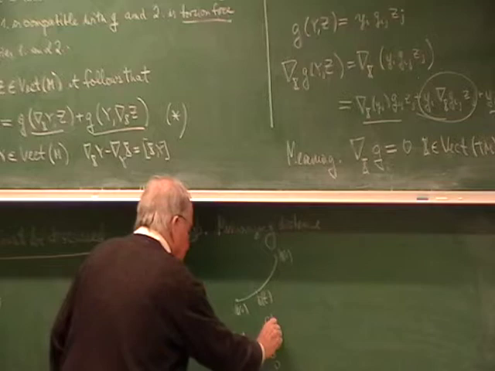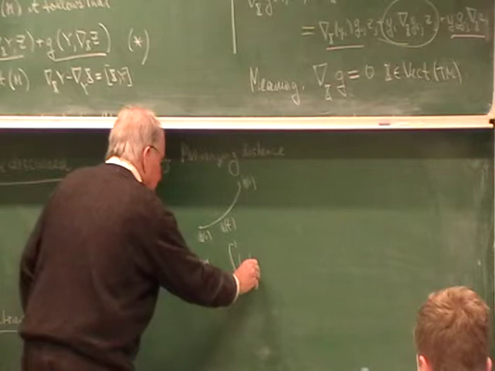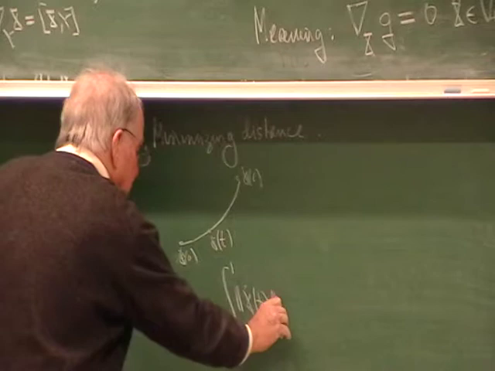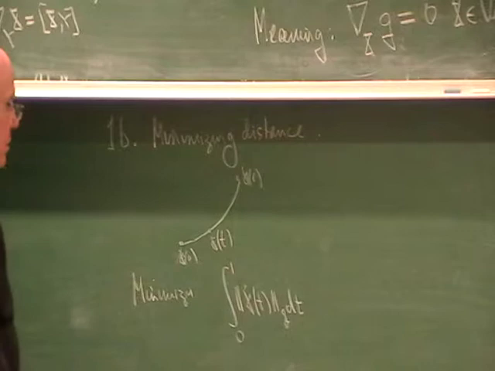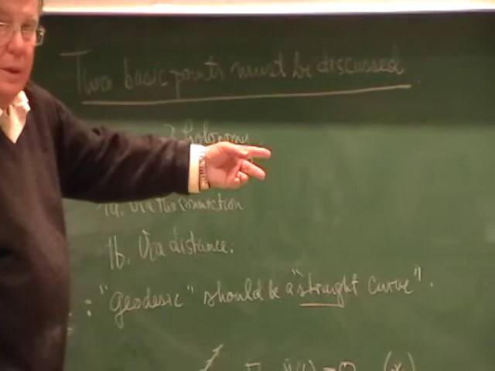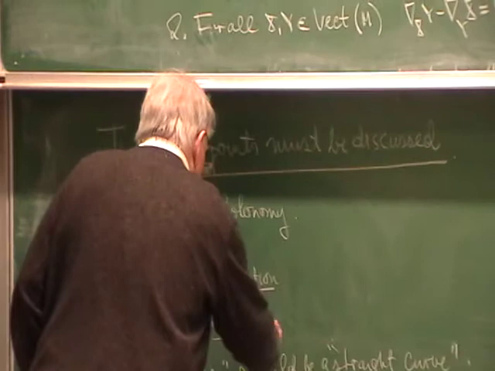The length is the norm of the tangent. This is the length of the curve with respect to the metric. Please notice, in the first definition, I only use a connection. In the second definition, I'm using the metric. So 1A is a connection notion, and for the distance notion, I use the metric.